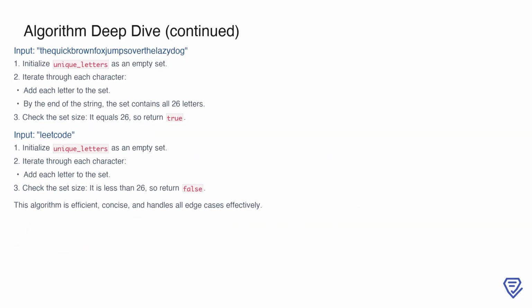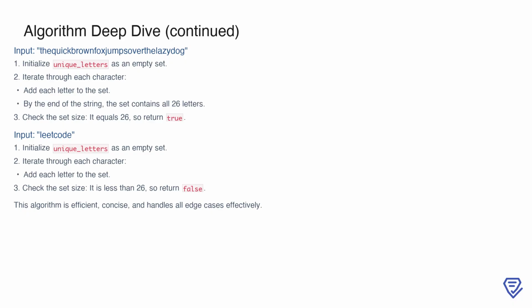Let's go through a couple of examples to see the algorithm in action. First, consider the input "The quick brown fox jumps over the lazy dog." We initialize an empty set called unique_letters. As we iterate through the string, each letter is added to the set. By the time we finish processing the string, the set contains all 26 letters of the alphabet. We check the size of the set, which is 26, and return true, indicating that this string is a pangram.